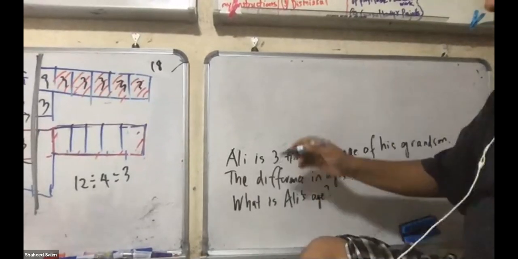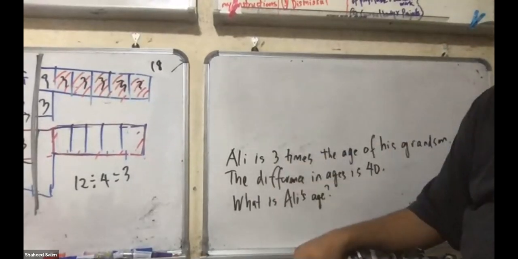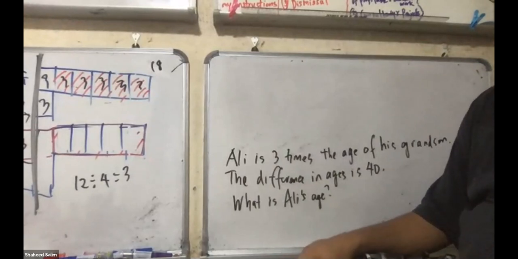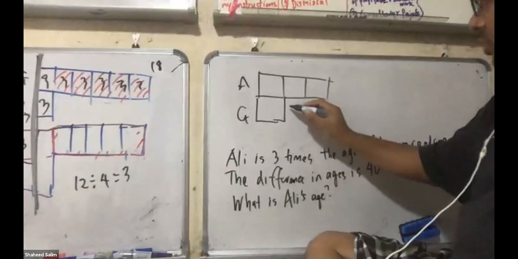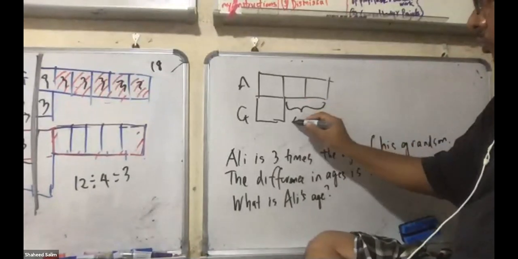Now, what do we do? We draw this one first. You tell me how many units do we draw for the grandfather, for Ali? Ali is three times the grandson. So Ali, we draw? Three. Good. This is Ali. Grandson is one. What's the difference in age? Difference in age is 40. So we draw 40 here.